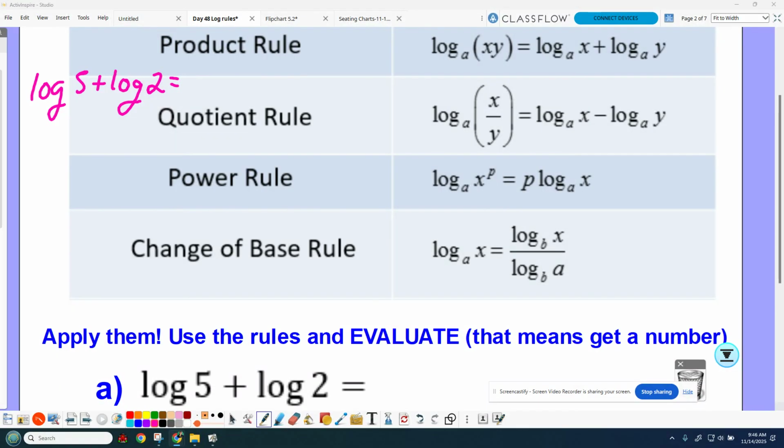Okay, so a couple things to point out. The bases have to match. And that number A has to be greater than 0 and not equal to 1.